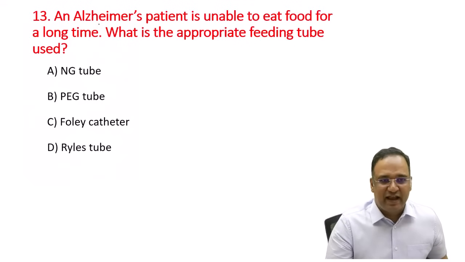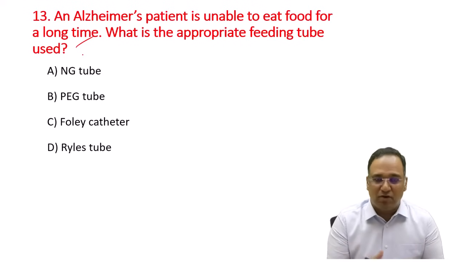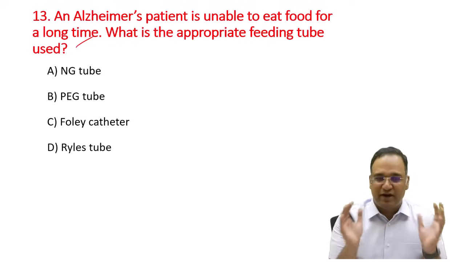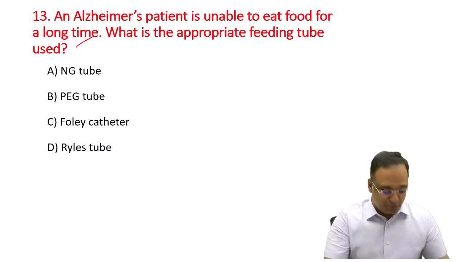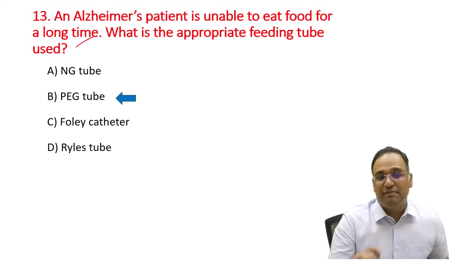Okay, next question. An Alzheimer's patient is unable to eat food for a long time. What is the appropriate feeding tube? Try to understand. These patients have to be on long-term feeding support. And most of the time, if they can take food, the best way is not to put any tube. But here the question is asked, what tube you will put? The best option among those available, if the question remains the same, will be the PEG.